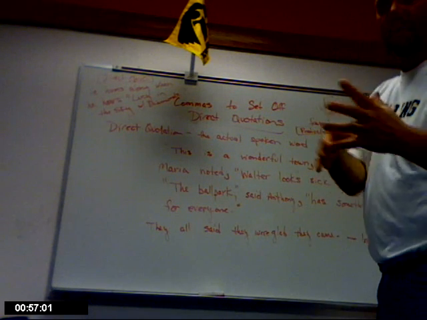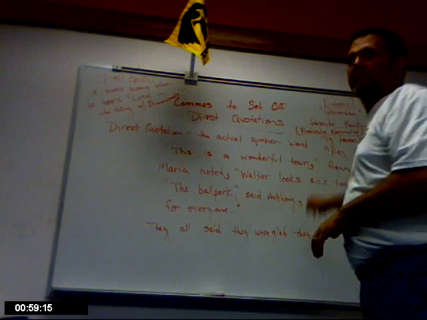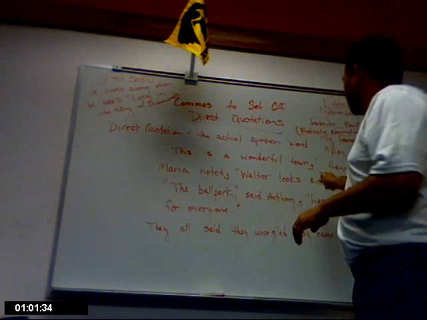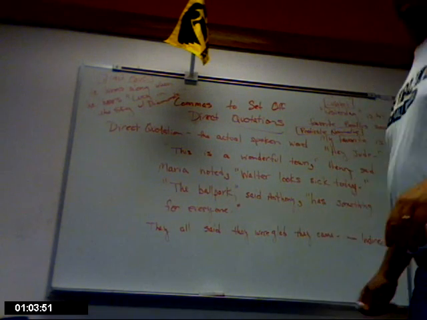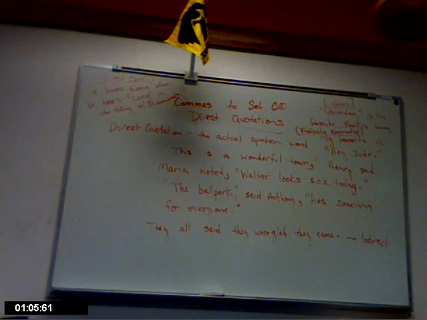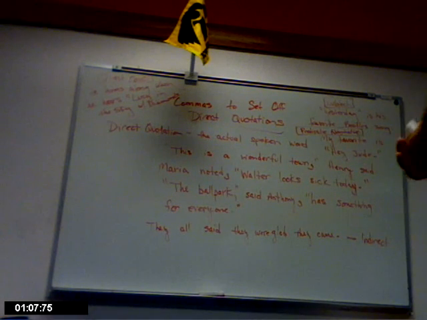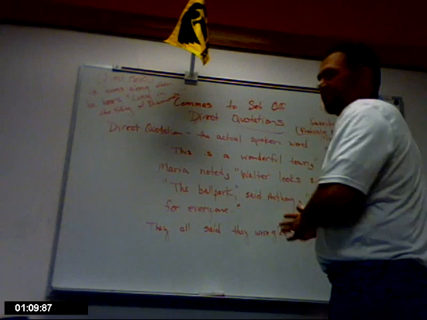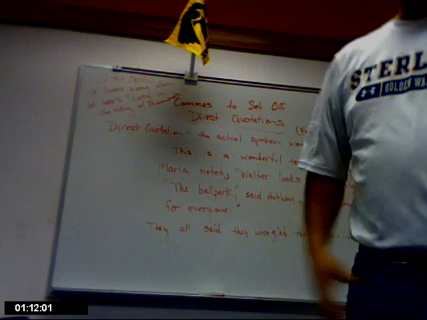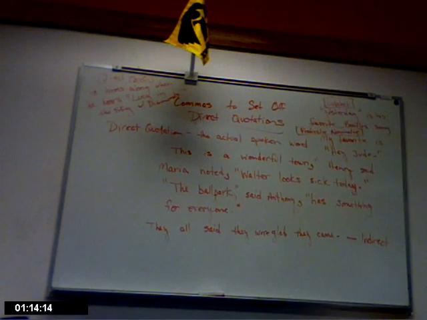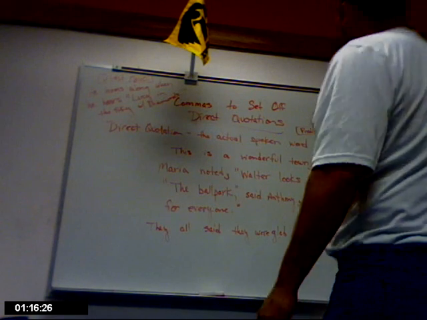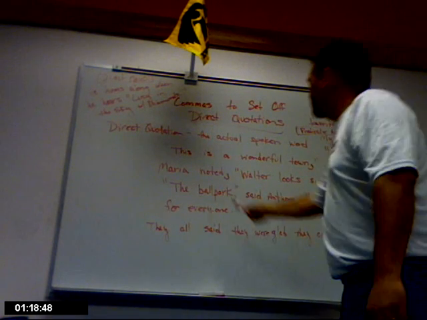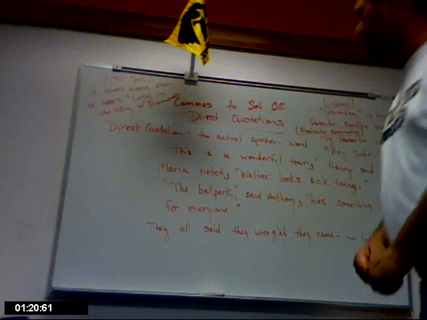Now, how do we set that off from the rest of the sentence? That's where this comma comes into play. "This is a wonderful town," Henry said. Again, the quotation marks show that Henry actually spoke those words, and the comma sets it off from what we would call explanatory words, Henry said. The next one, because these explanatory words can come at the end, come at the beginning, come in the middle.